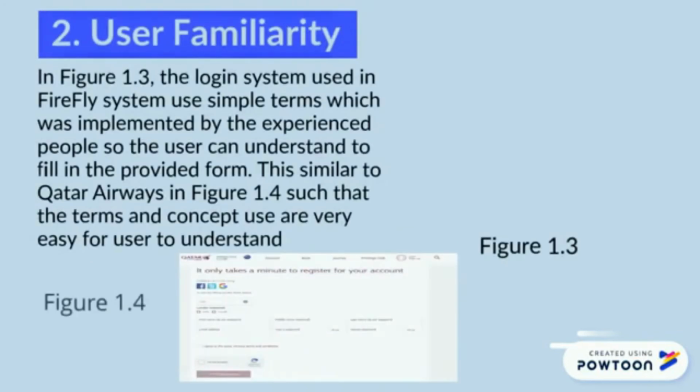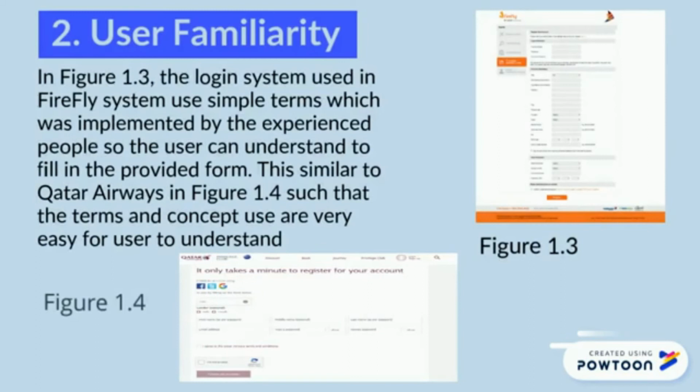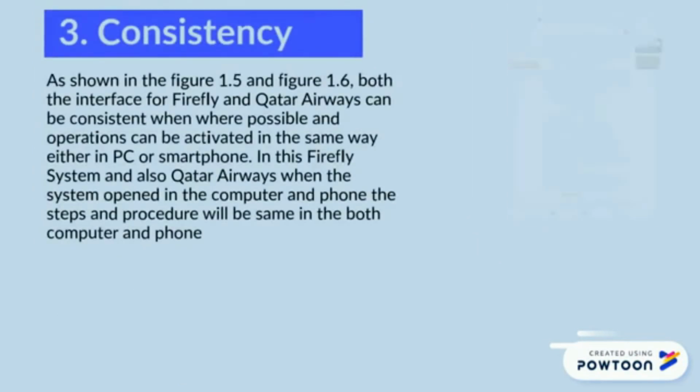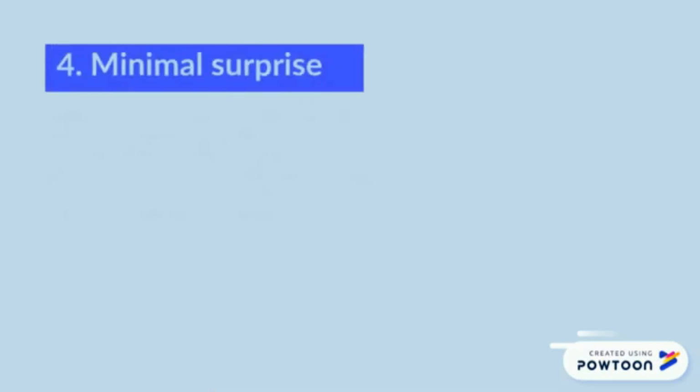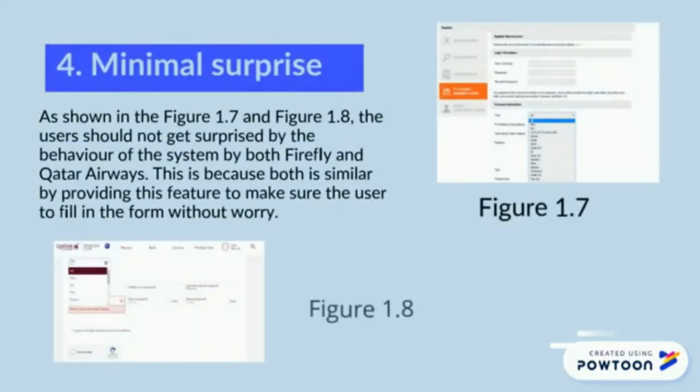In Figure 1.3, the login system used in the Firefly system uses simple terms, which were implemented by experienced people, so the user can understand how to fill in the provided form. Number 3 is consistency. As shown in Figures 1.5 and 1.6, the interfaces for both Firefly and Qatar Airways are consistent where possible, and operations can be activated in the same way either on PC or smartphone. Number 4 is minimal surprise. As shown in Figures 1.7 and 1.8, the user shall not be surprised by the behavior of the system for both Firefly and Qatar Airways.